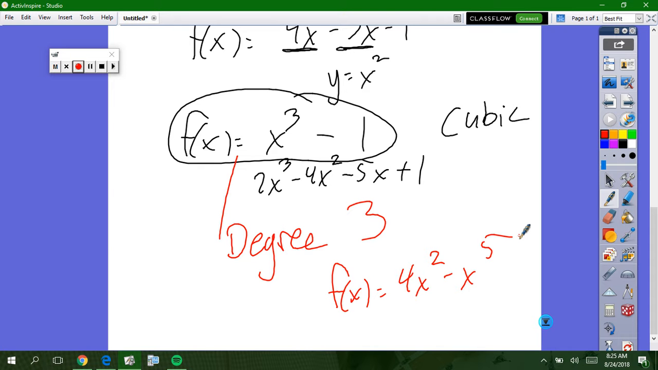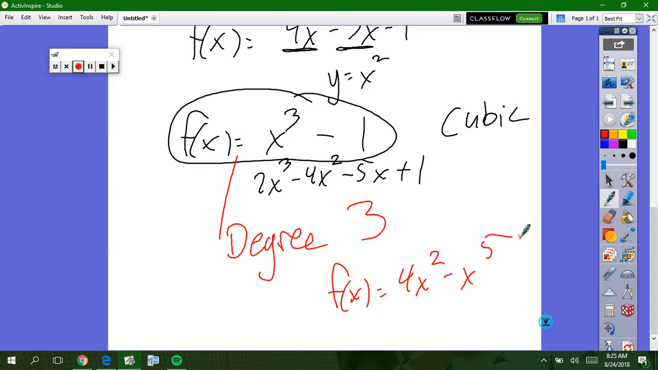It'd be degree 5. It's the highest power, because what the degree does is it dictates what the graph will look like. Does that make sense? Okay. Are we okay with knowing what standard form means as well?